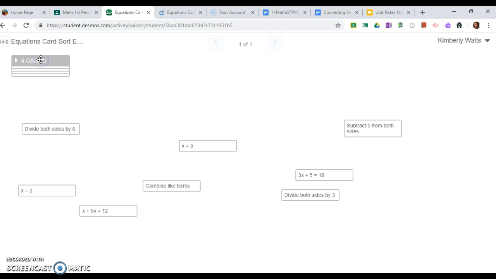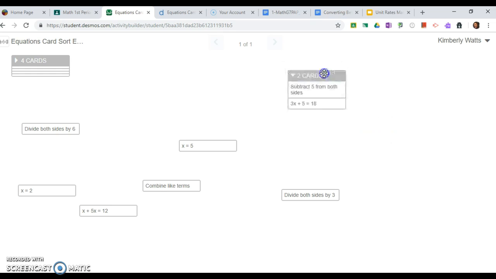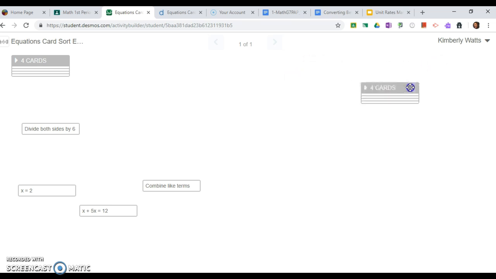I'll do the same with the other equations. So 3x plus 5 equals 18. Subtract 5 from both sides. Divide both sides by 3. And x will equal 5. Close my cards. Place it over to the side out of the way.